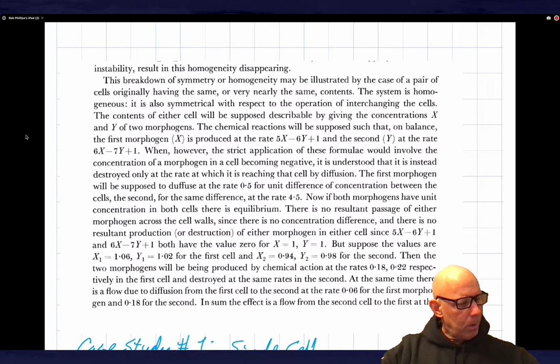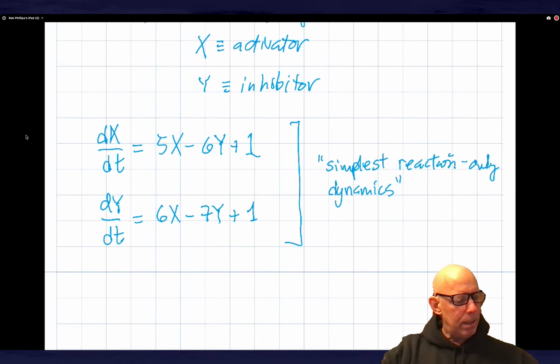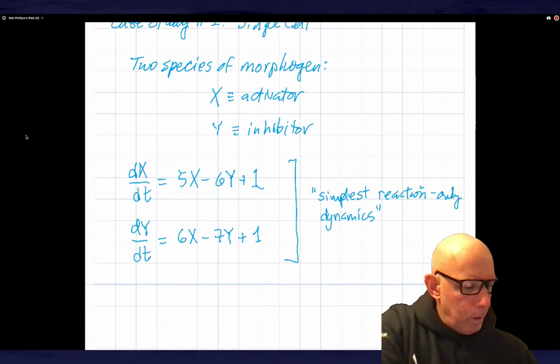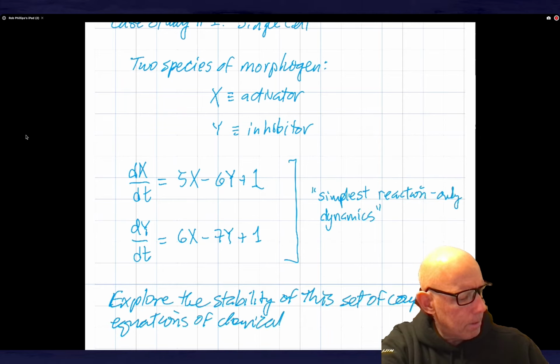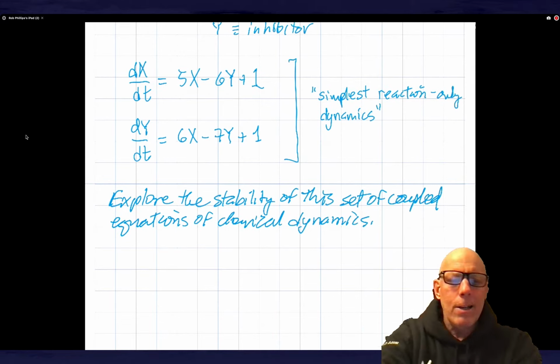So what I'm going to do is explore the stability of this system. So the question we want to address is we want to explore the stability of this set of coupled equations of chemical dynamics. So observation number 1, test yourself.